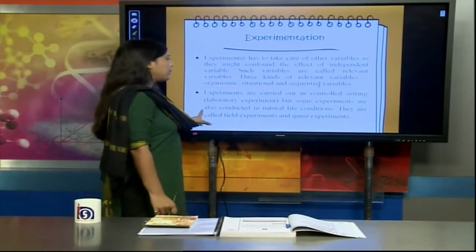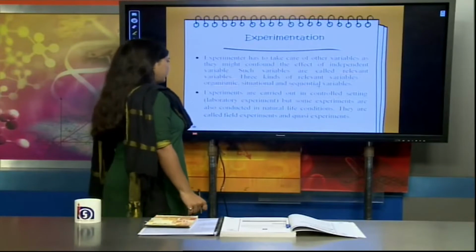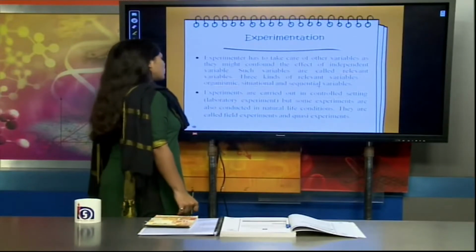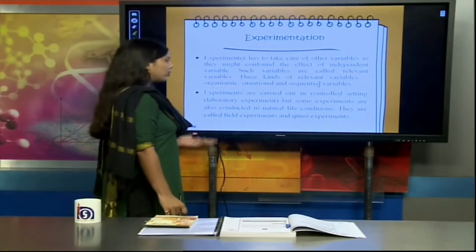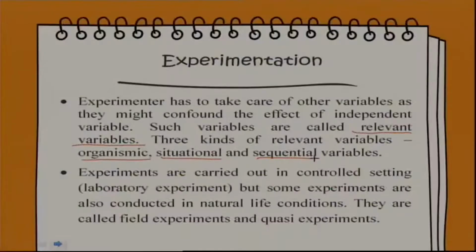Next is that experiments are carried out in a controlled setting, but some experiments are also conducted in natural life conditions. They are called field experiments or quasi experiments. The ones done in a controlled setting or laboratory are called laboratory experiments, but the ones done in the field are called field experiments or quasi experiments.